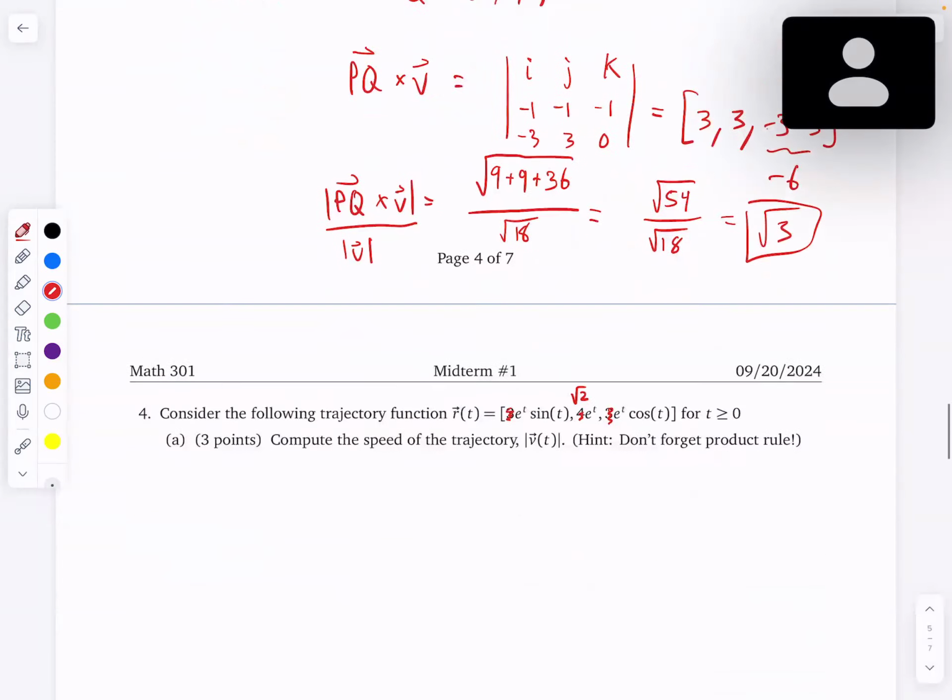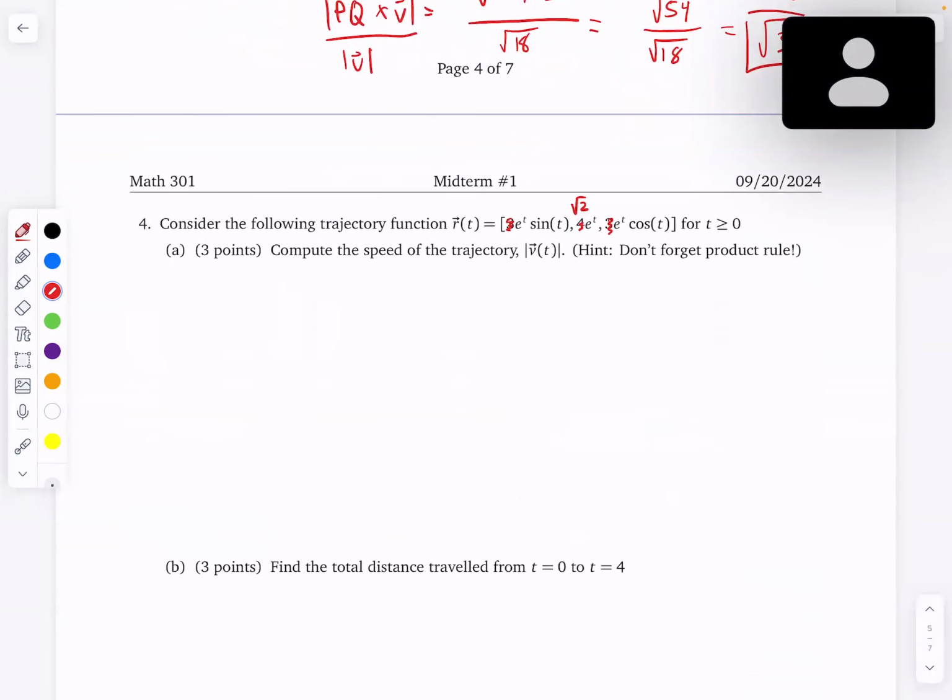Nice. Okay. Next one, the trajectory question. So we give you a trajectory. I changed the numbers on it to make it nicer. Compute the speed of the trajectory. And so r prime is the first thing we have to do to get the speed. So r prime is going to be, you take the derivative, we have to use the product rule. So it's e to the t sine of t, plus e to the t times the derivative of sine of t, which is cosine t. And then the derivative of this would be root 2 e to the t.